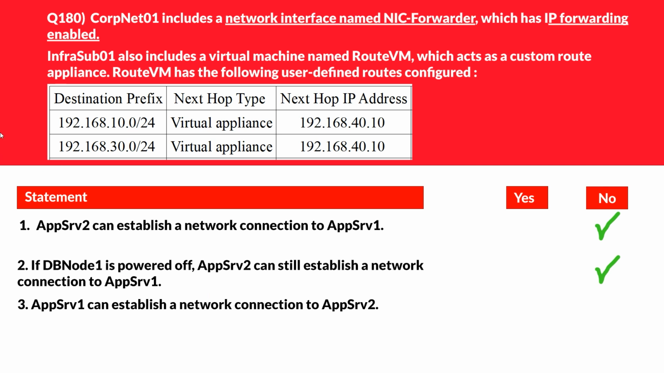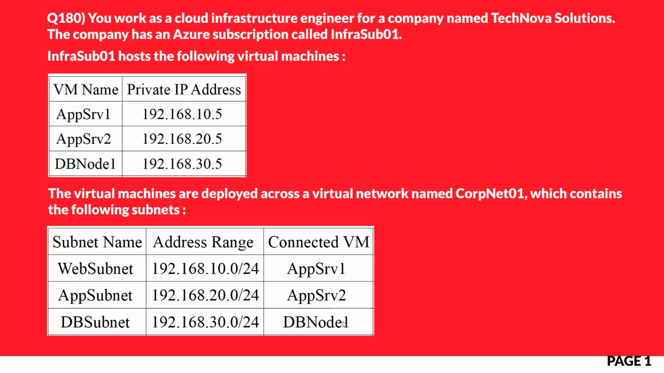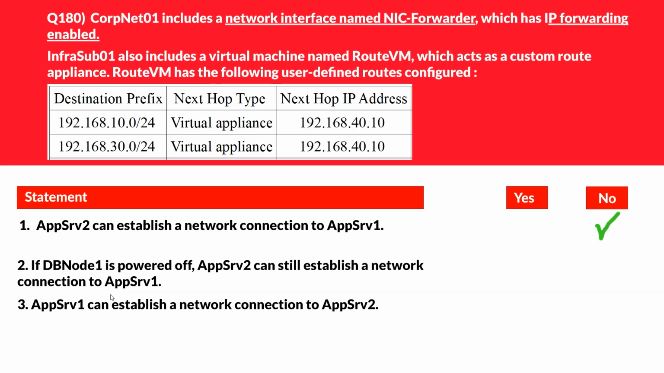Now let's move on to the last statement, which is app server 1 can establish a network connection to app server 2. So if you look, app server 1 uses default VNet routing to reach app server 2, since no custom route overrides it. Therefore, for the last one, the answer is yes. We'll log this as our final answer.